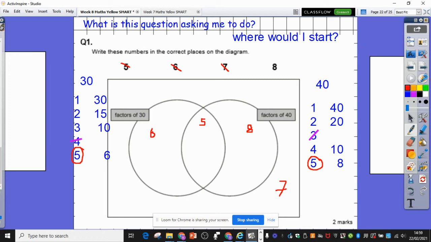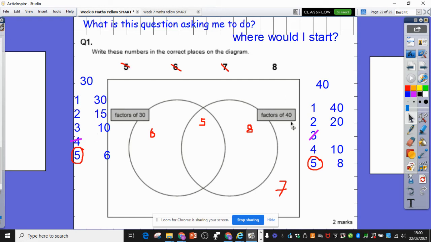Okay, so that is how my Venn looks. I've looked at what factors I have to find. I've listed my factor pairs. I've looked at the digits along the top, the integers, and then I've figured out where I need to put them by doing one at a time and asking that question.